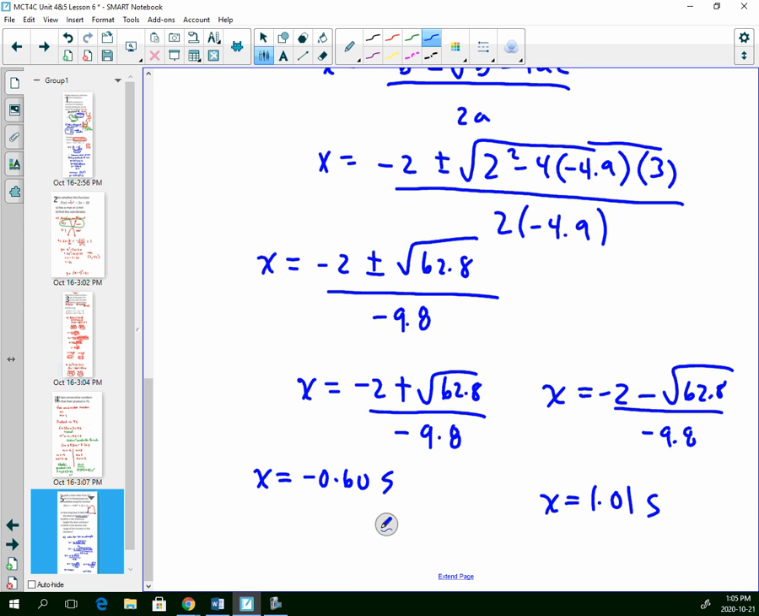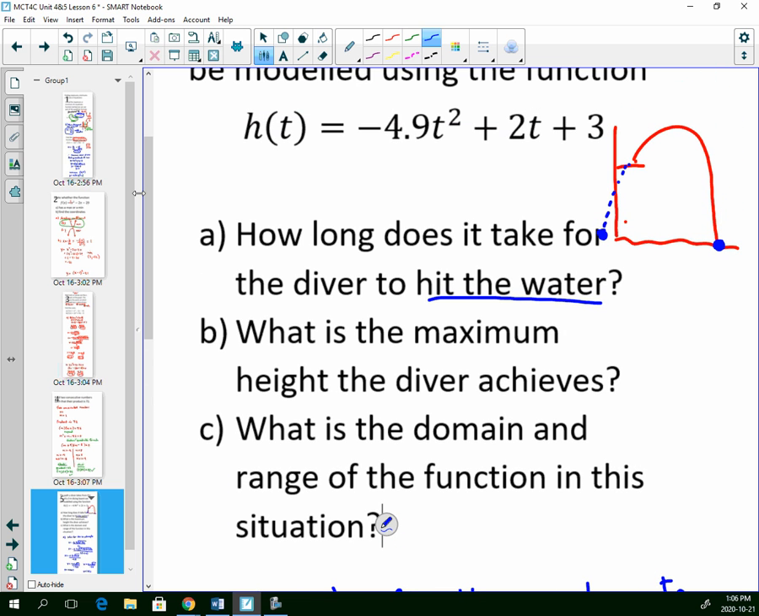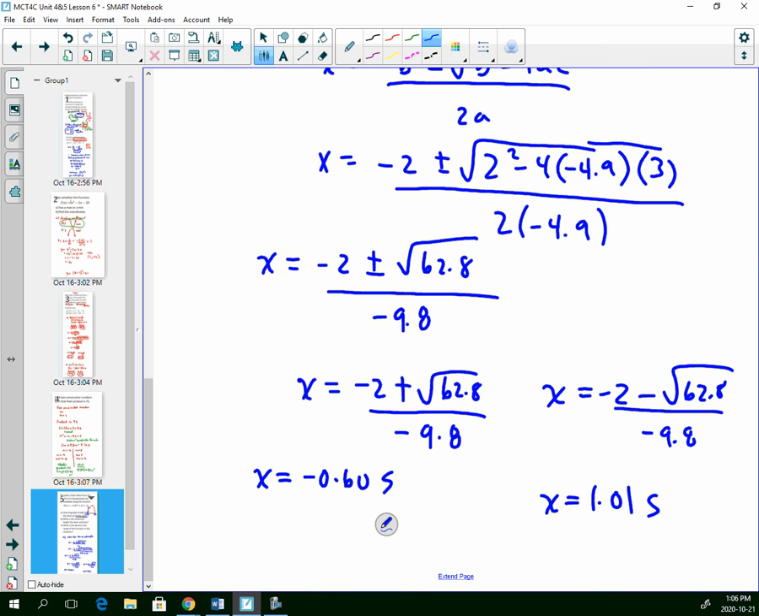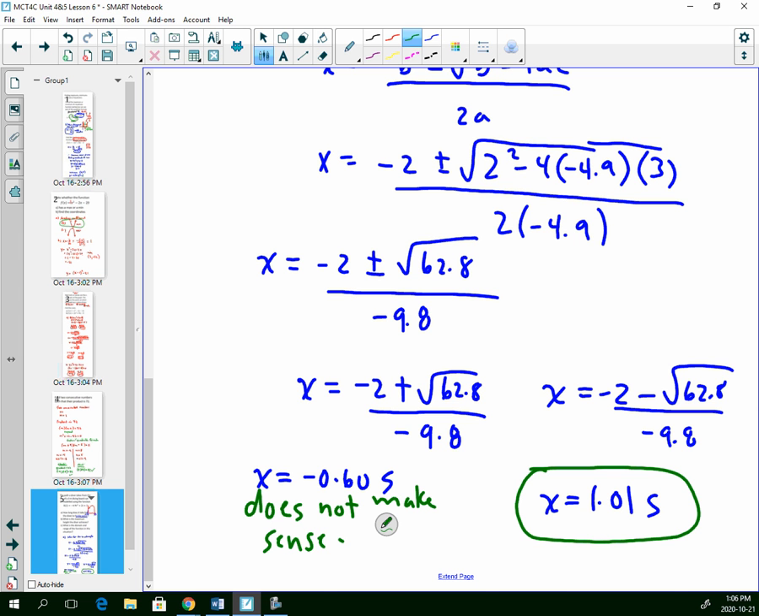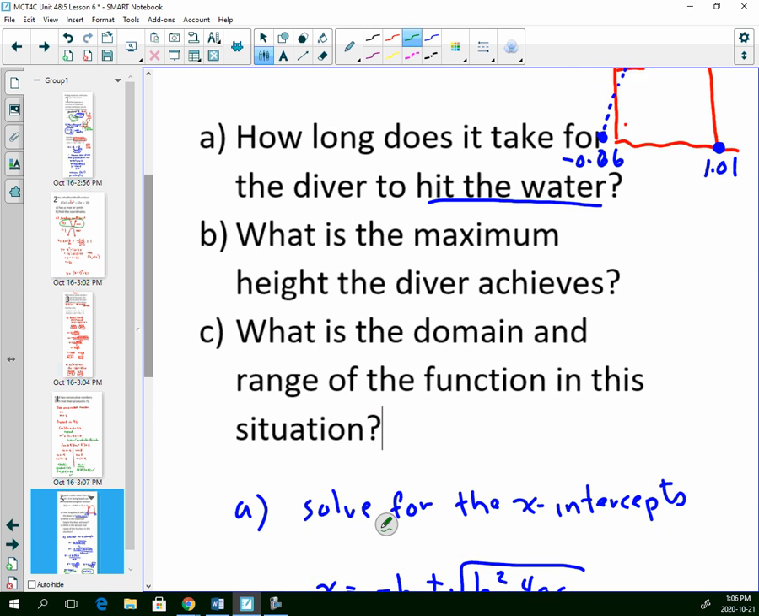So then I have to ask, and this is in seconds, which answer makes sense. Well, I know that my answer has to be a positive value because it's time, right? This is 1.01. This one is the negative value. So that negative value does not make sense, right? I'm looking for time. So the answer is 1.01 seconds. This one does not make sense, or it's not possible. Okay, so that's finding where it hits the ground.